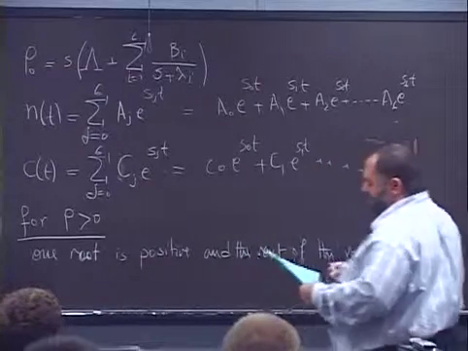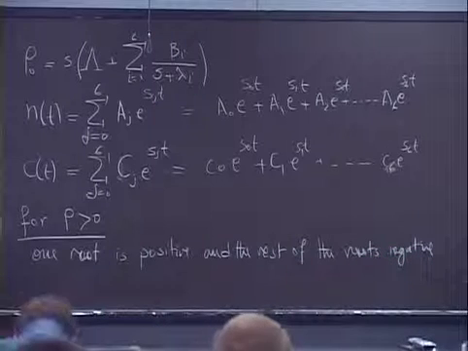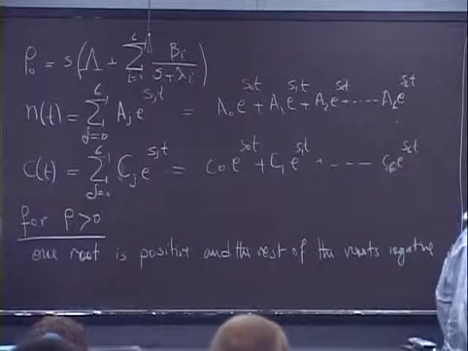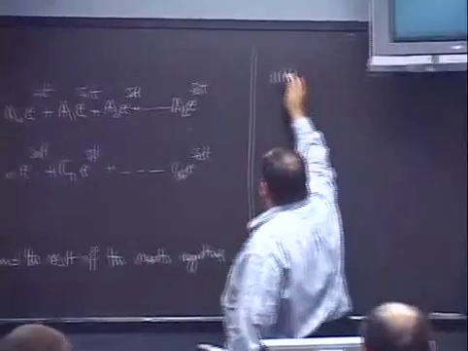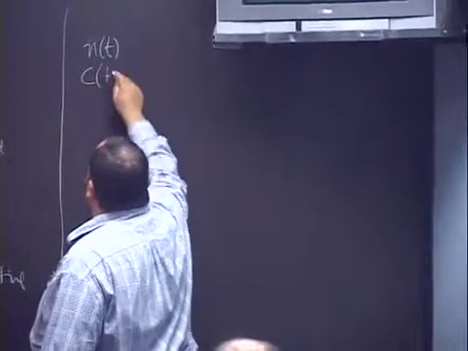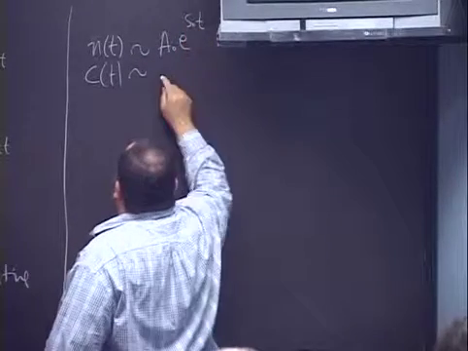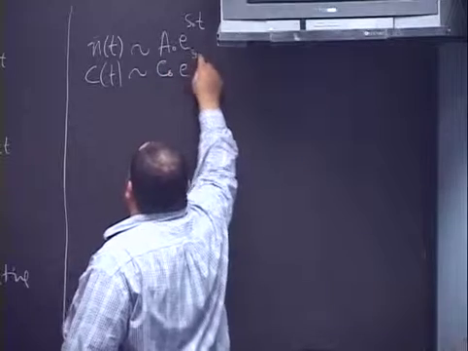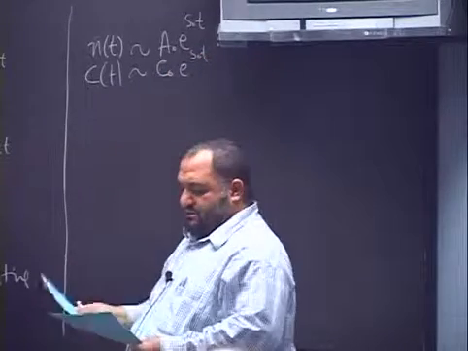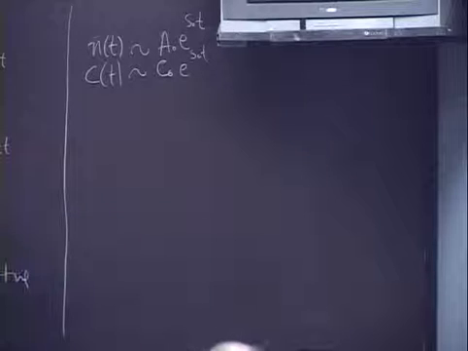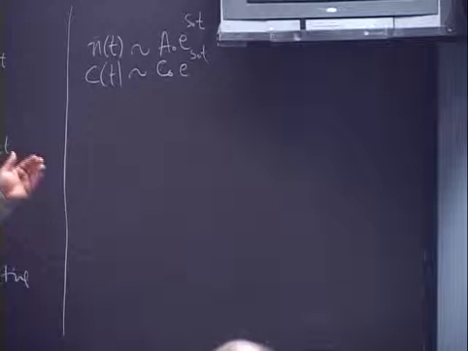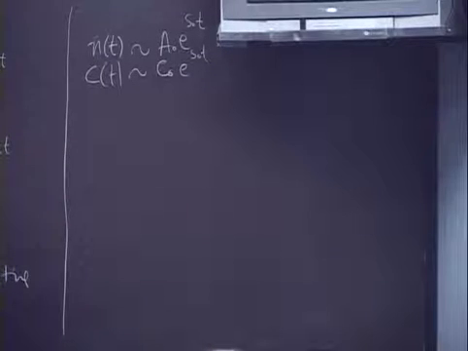This is true for both C and N. So we'll note that N of T and C of T will finally be N naught e to the power of S naught T and C naught e to the power of S naught T. So this is just the solution for what we call the asymptotic solution. Asymptotic means as time goes to infinity, this should be the values for the N and the C.